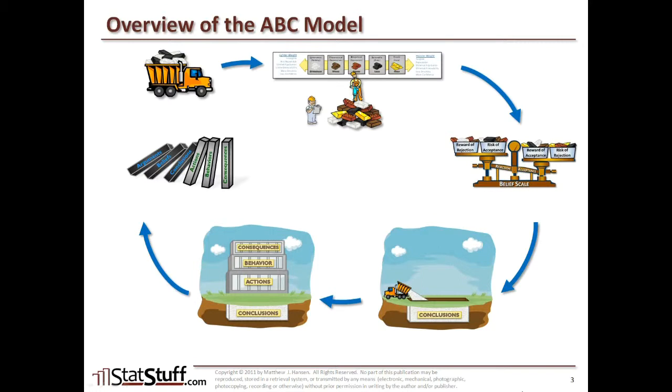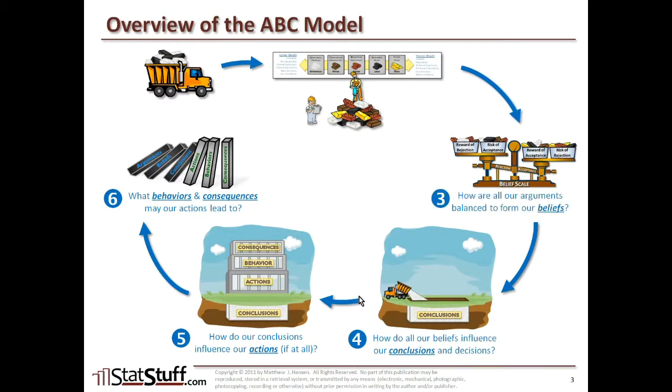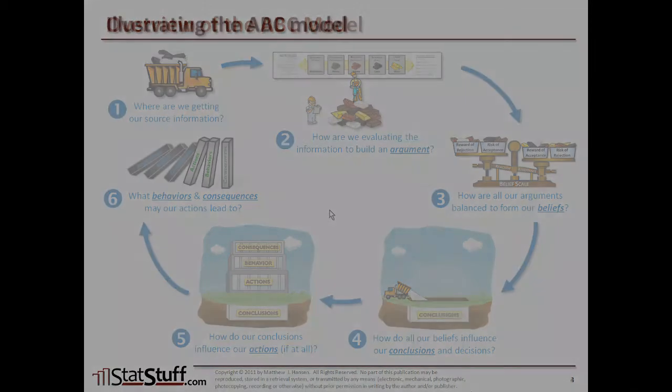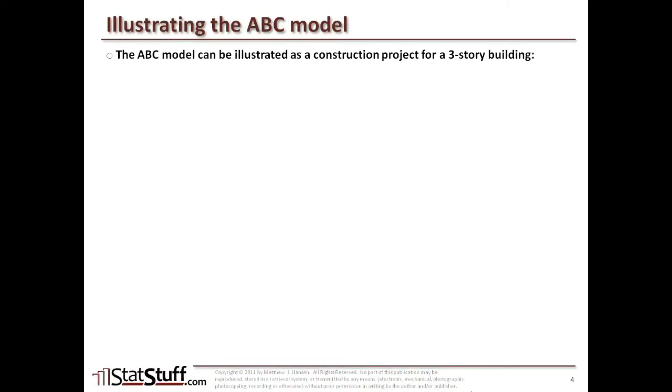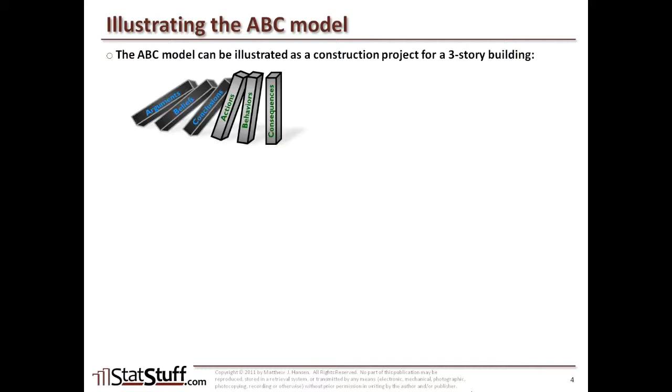So here's an overview of what the model might look like as illustrated through this example, where we're going to start, just as before, with understanding the behaviors and consequences, then work backwards through these six different stages, and then wrap it all back up together in the end. To illustrate this, we're going to use the example of constructing a three-story building. As we showed earlier, these are the six different layers all together: three ABC internal layers and three ABC external layers.